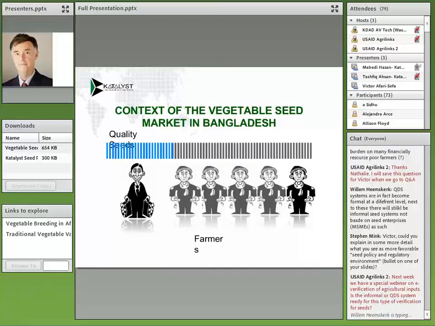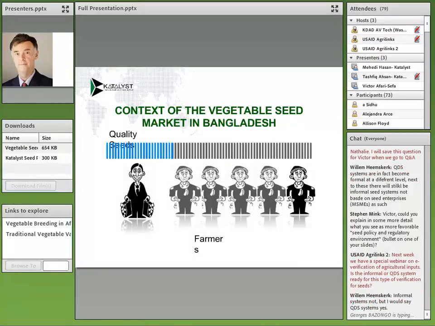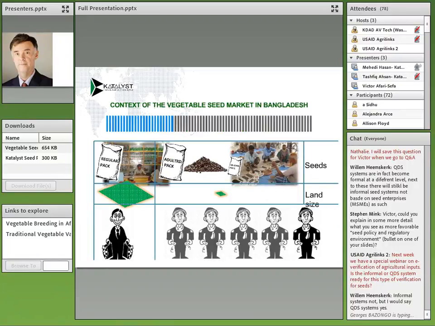So here you can see the context of the vegetable seed market in Bangladesh. Large farmers have access to quality seed. Around 20 to 25% of the farmers use quality seeds and they get higher yield. But on the other hand, the poor farmers do not use quality seeds and they are not getting higher yield. So as you can see from here, 70% of seeds are being supplied by the informal sector, which are basically locally produced by the local farmers and others. So why is this happening?